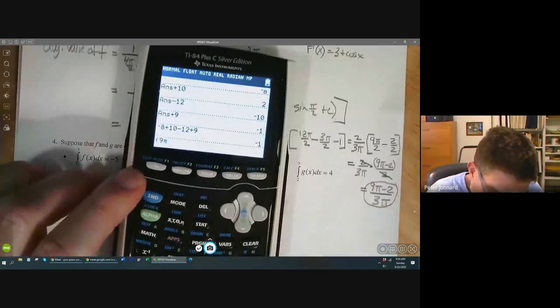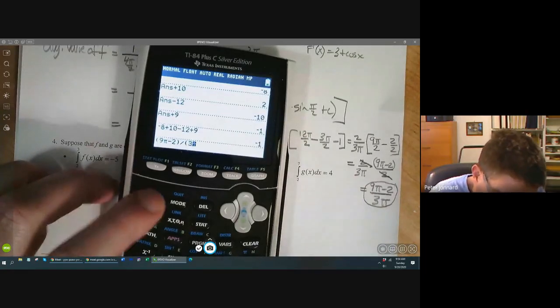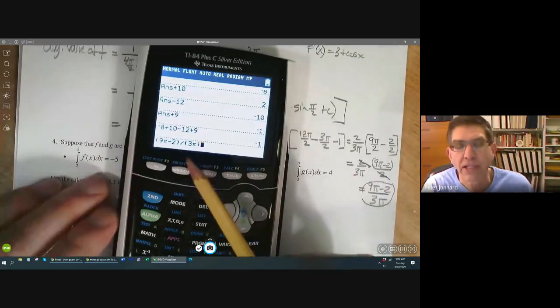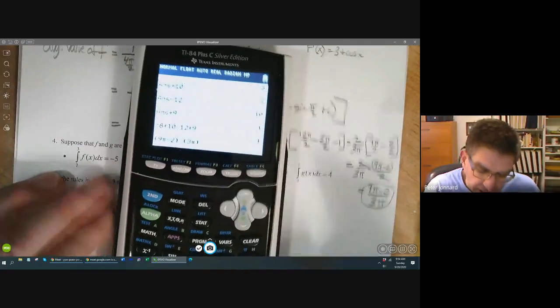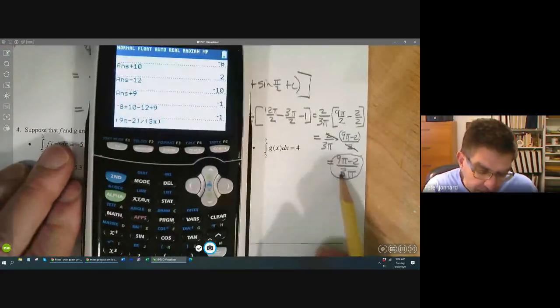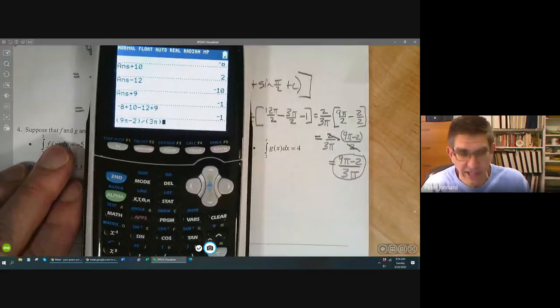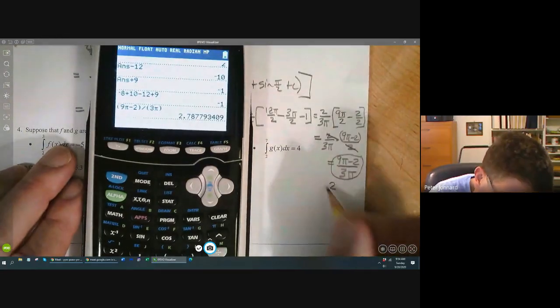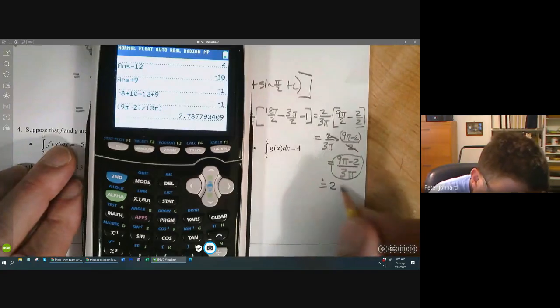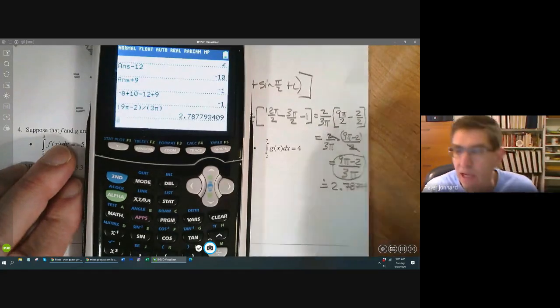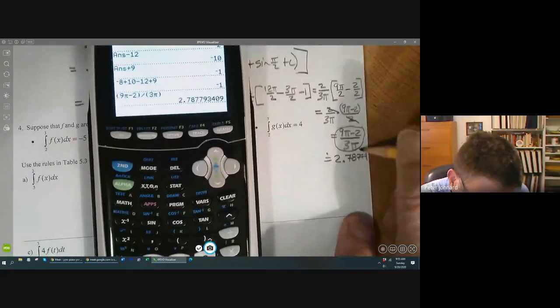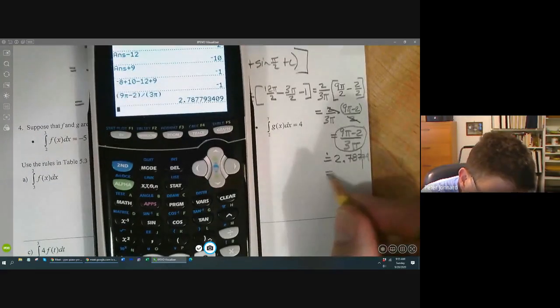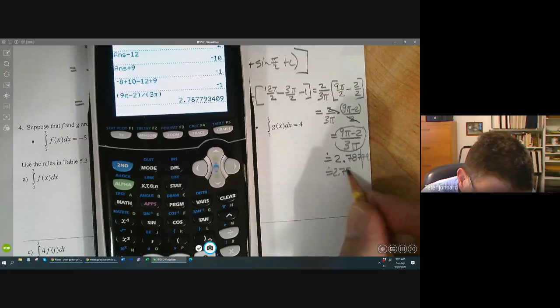9 pi minus 2 divided by 3 pi. You guys notice I put parentheses around there to make sure that it's dividing by 3 pi and not dividing by 3 and then multiplying the result by pi. And let's see what we have there. We get this decimal approximation, 2.78779. 3 decimal places would suggest you round here. That would be 2.788.